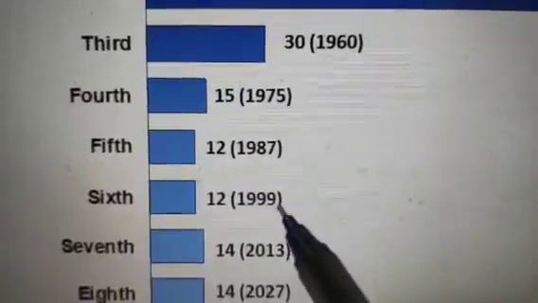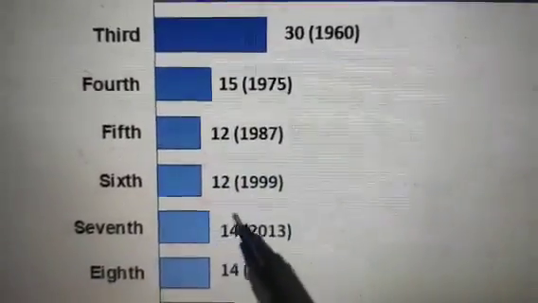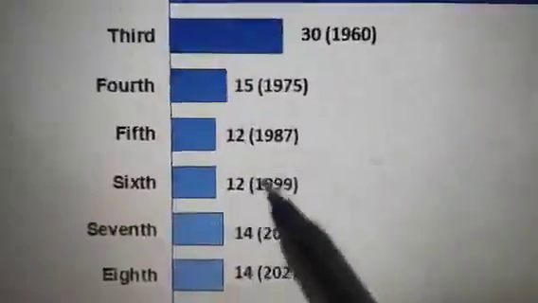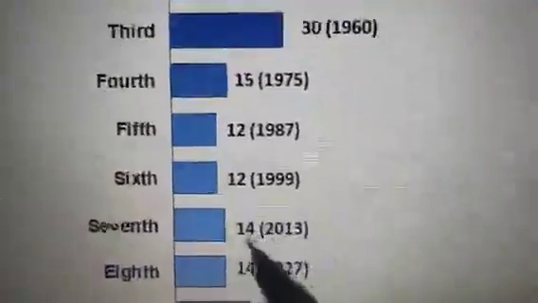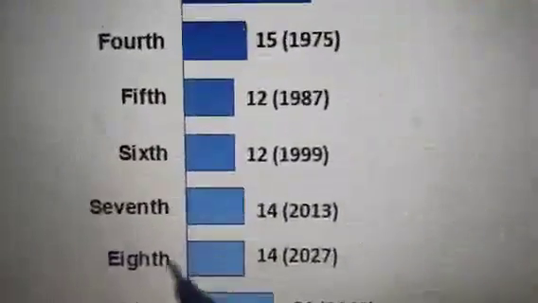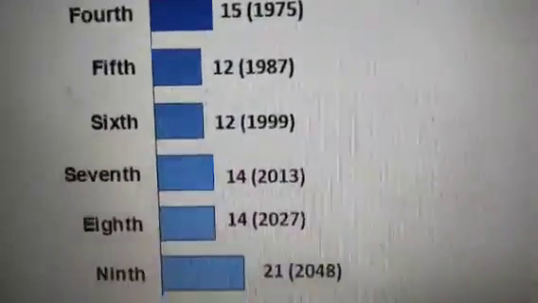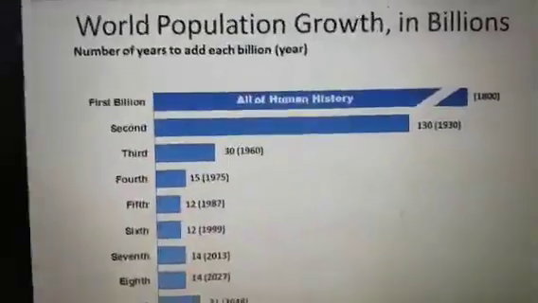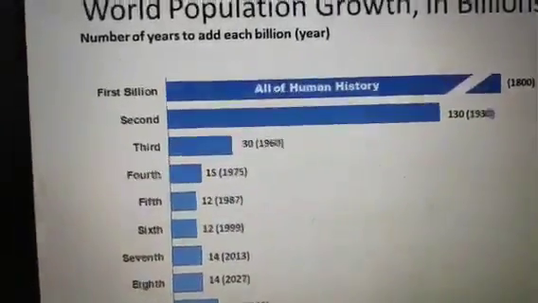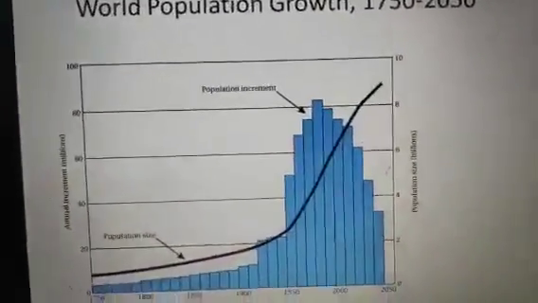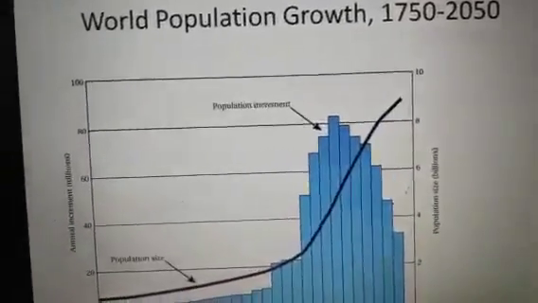Stagnation is there in 1999, and then again declining of population growth is there, but still population is growing. The 7th billion took 14 years, and the 8th billion is expected in 14 years, and the 9th billion is projected in 21 years. So this is how world population growth in billions can be seen by this graph, and also by this trend diagram, which I will send you, dear students.